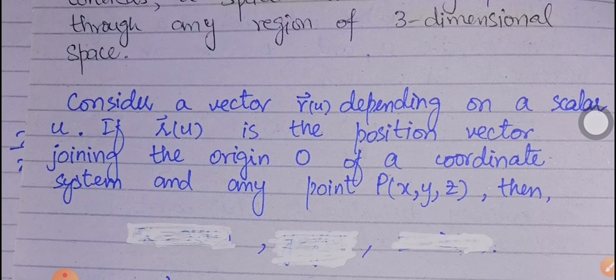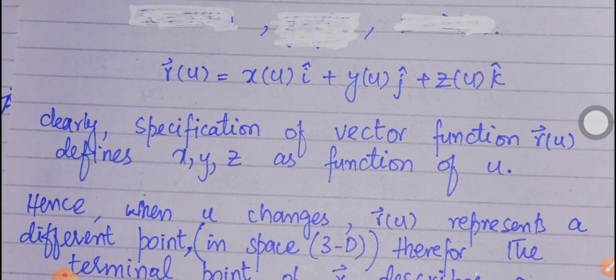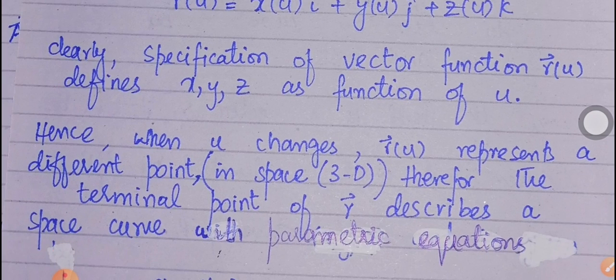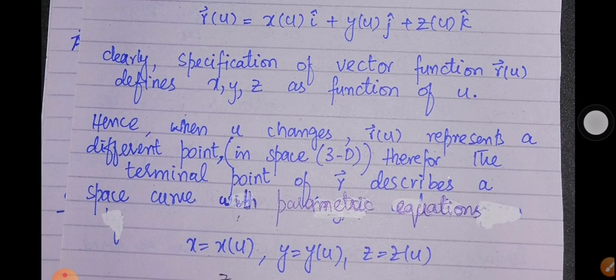If r of u is a position vector joining the origin O of a coordinate system and any point P, as we have discussed earlier, we can define the position vector with respect to the origin by joining the point from the origin. So P of x, y, z, and clearly the components of the vector r will be x, y, and z. Clearly, the specification of the vector function r of u defines x, y, z as functions of u. Here we can see that x, y, and z are functions of u, but these are scalar functions, not vector functions. r is the vector quantity.